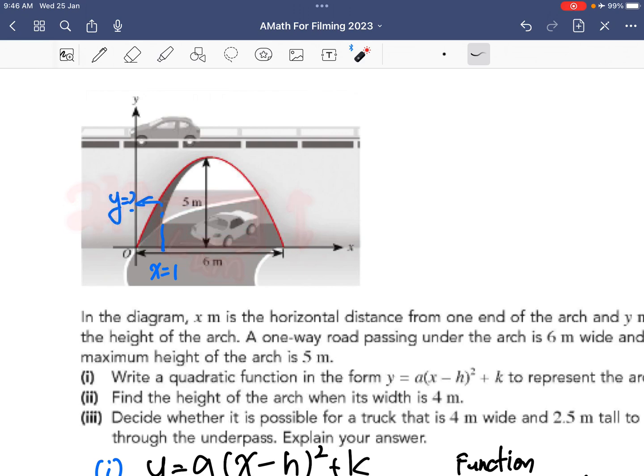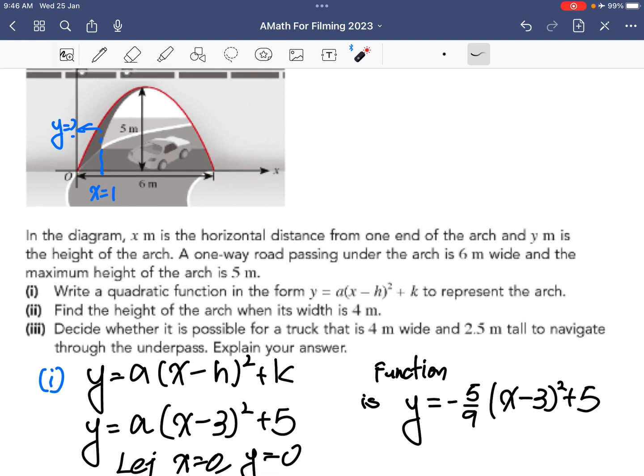So that means the height is 2 and 7 over 9 meters. For part 3 itself, what we're looking for is if the truck is 4 meters, so that means the width of the truck itself is 4 meters and is 2.5 meters tall. Earlier I found that when it's 4 meters, this height is 2 and 7 over 9. However, for this truck, the height of the truck is actually 2.5 meters.